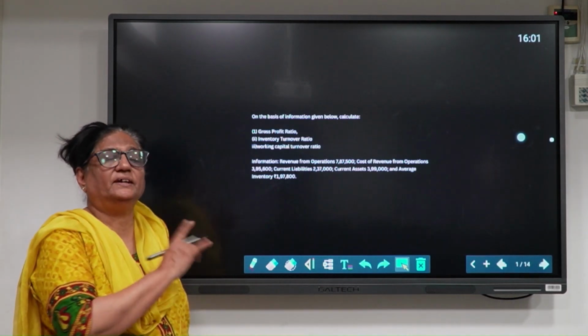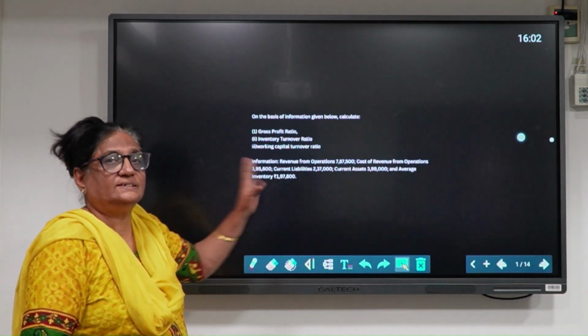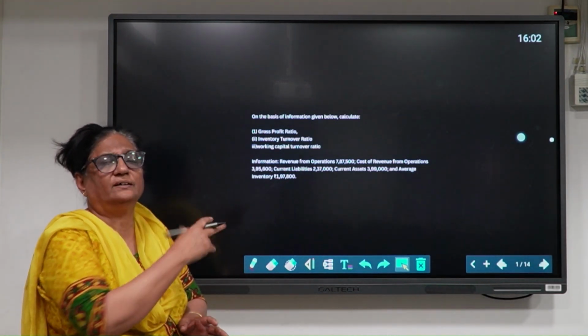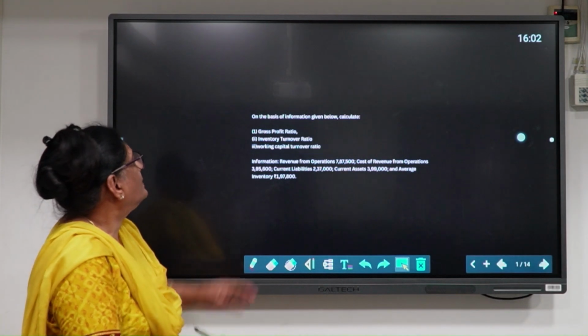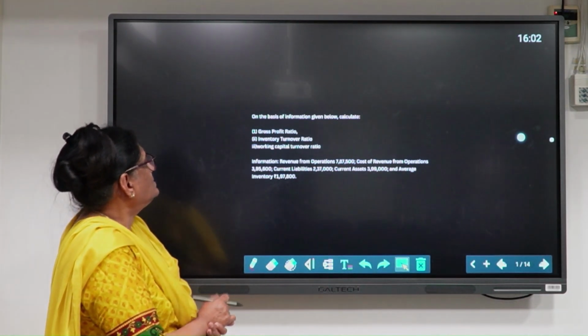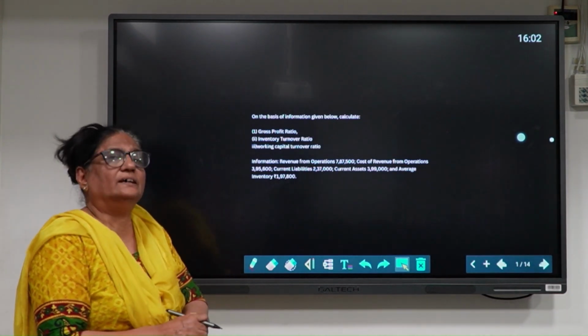Now this is also very important for ISC and CBSE students. Please just work on this. MCQs will be coming on this, or 3 mark, 2 mark, always one question will come. On the basis of the information given, you calculate gross profit, inventory turnover ratio, working capital turnover ratio.